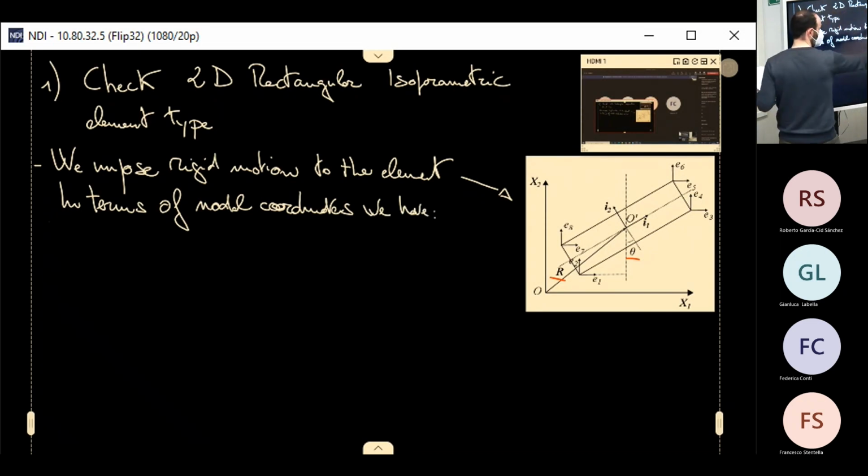So, for example, if we impose that motion that we see on the right, let's derive, for example, the nodal coordinate E1. Can you guess what it is? So it's basically, this is R1, no? We just have to elaborate a little bit on the picture. So this one here is R1. It's the component along the X1 of R.